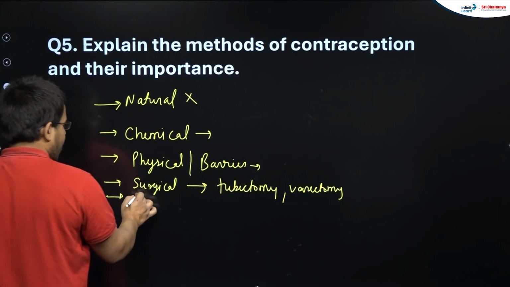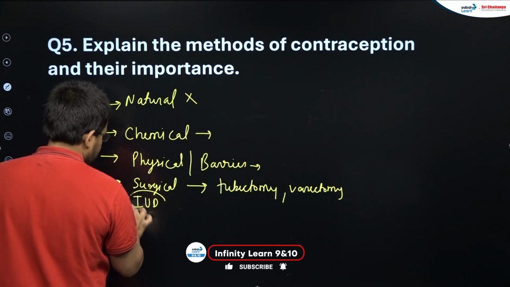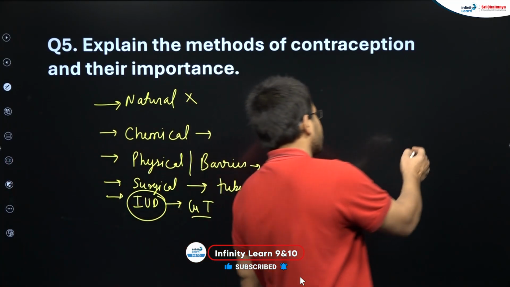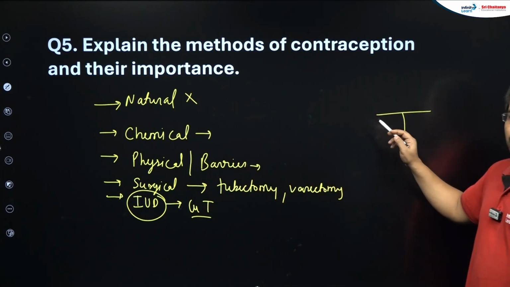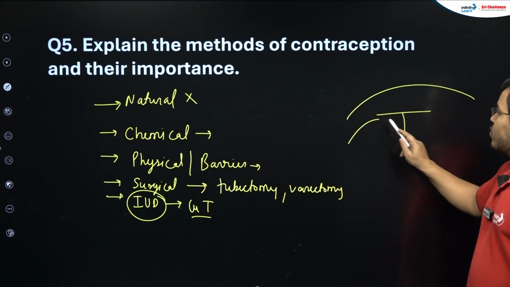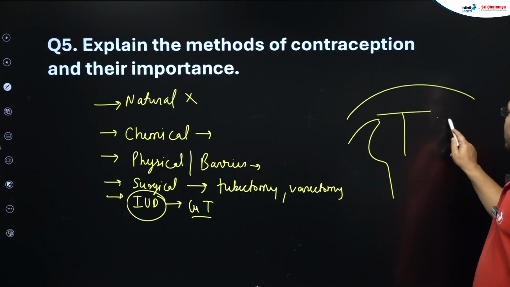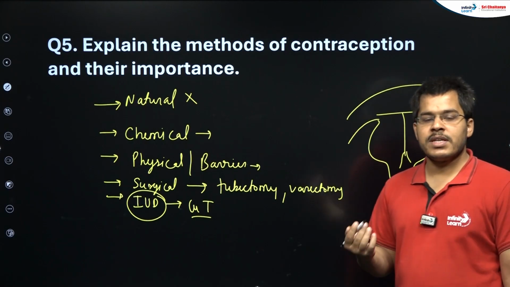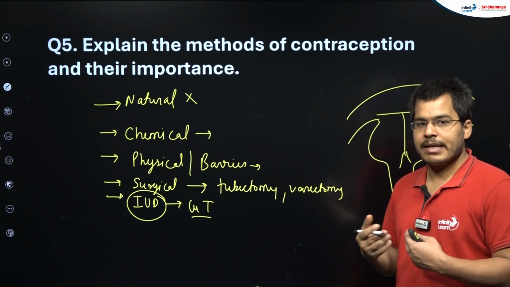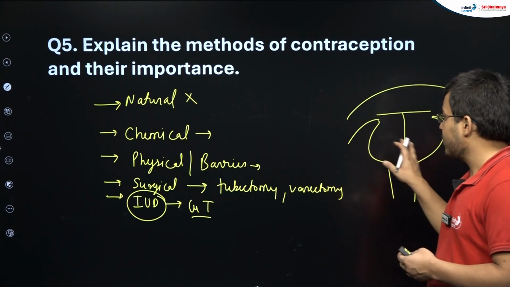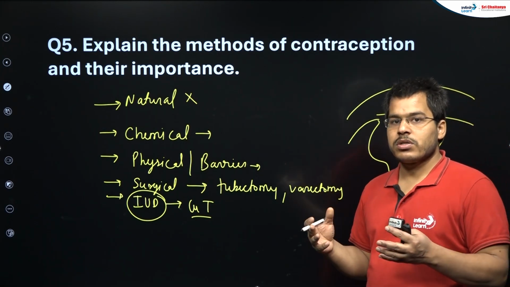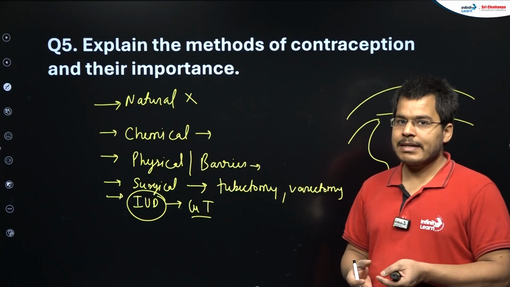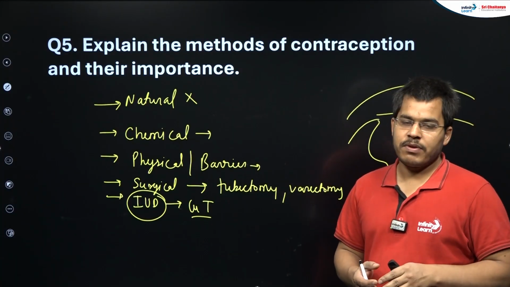Then the last method is the IUD, intrauterine device. This is also very important. An example is the copper T. These are T-shaped instruments that are put inside the female uterus. When inserted, they interfere with the movement of the sperms, make them less motile, and make the environment of the female reproductive system very harmful for the sperms. So sperms are mostly killed and will not fuse with the female gamete.